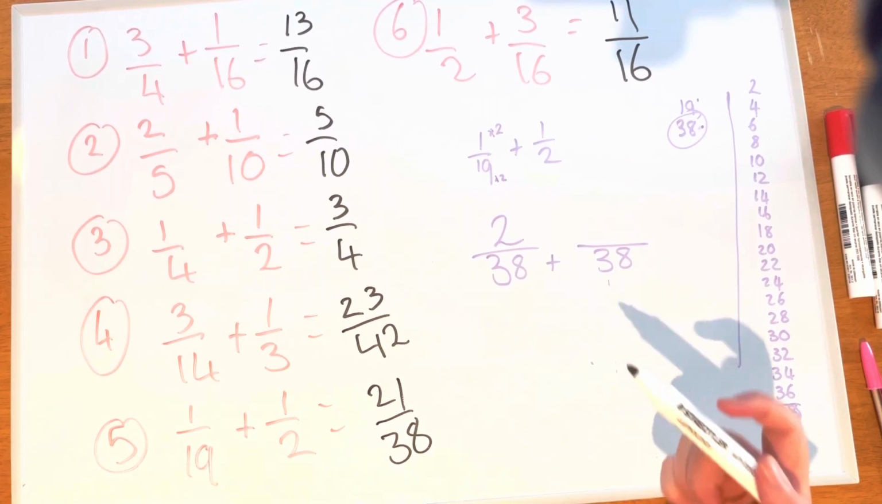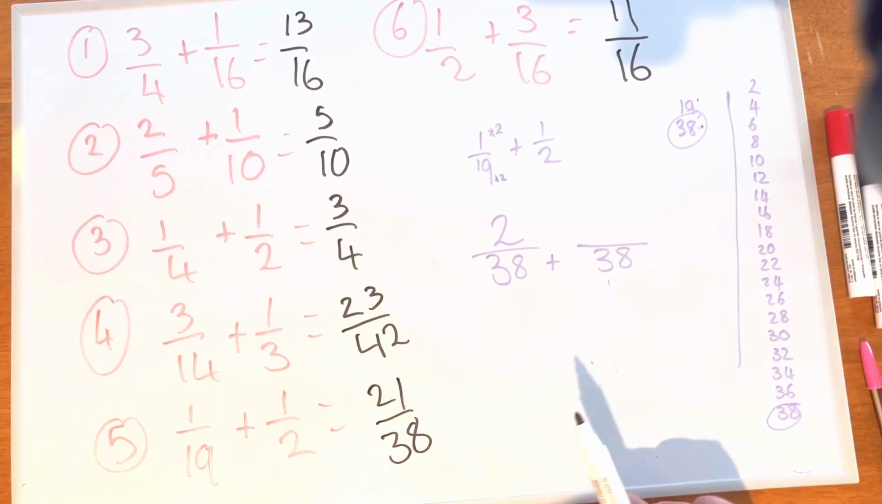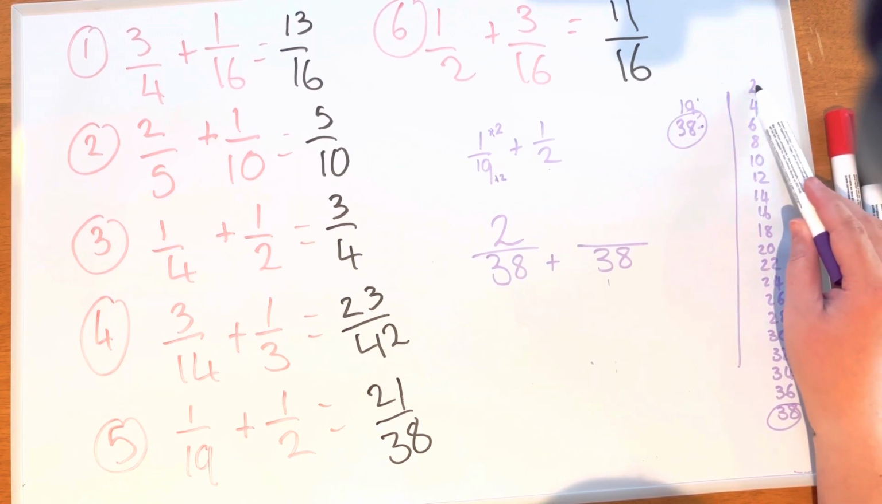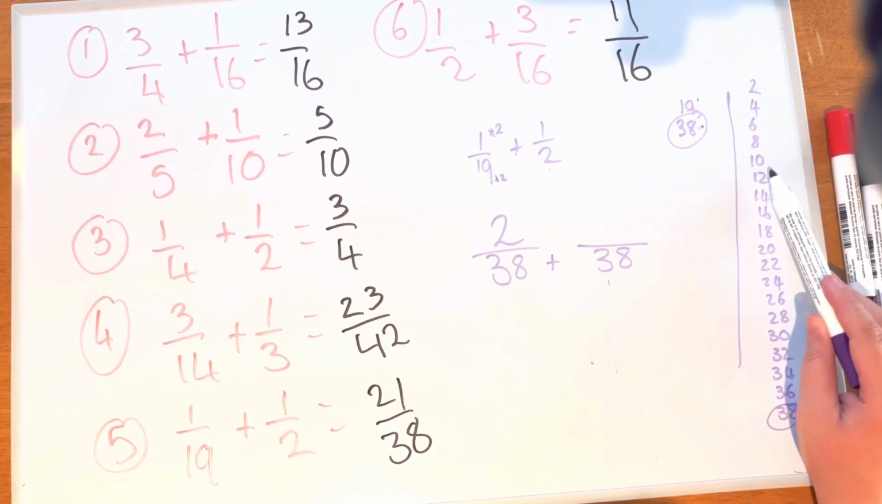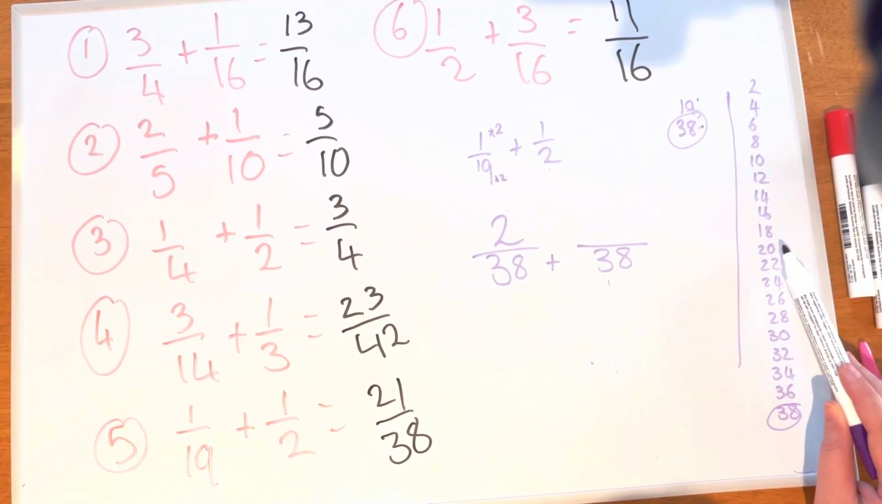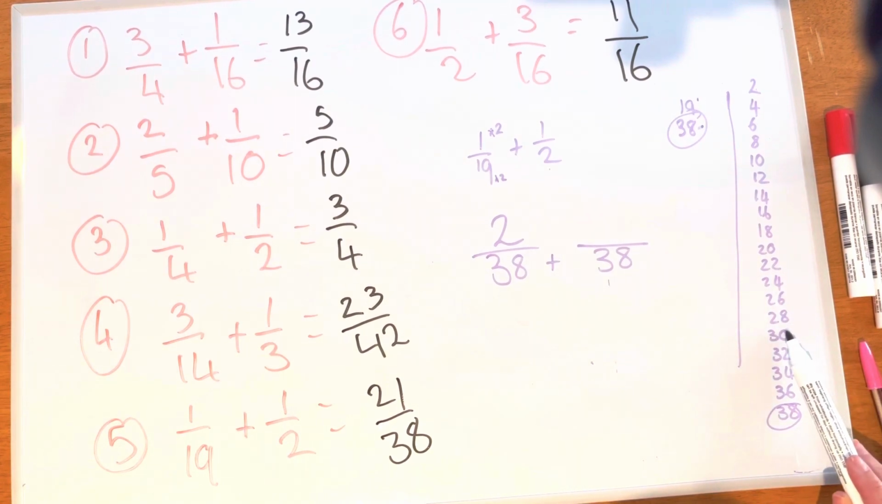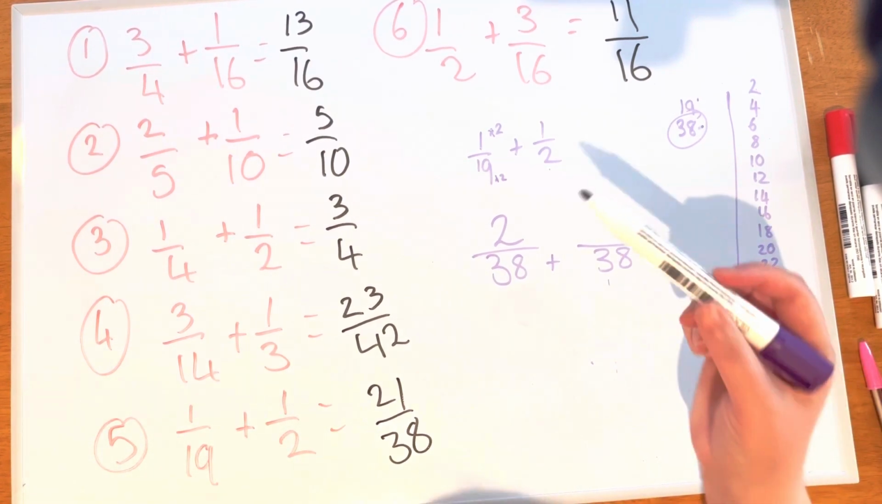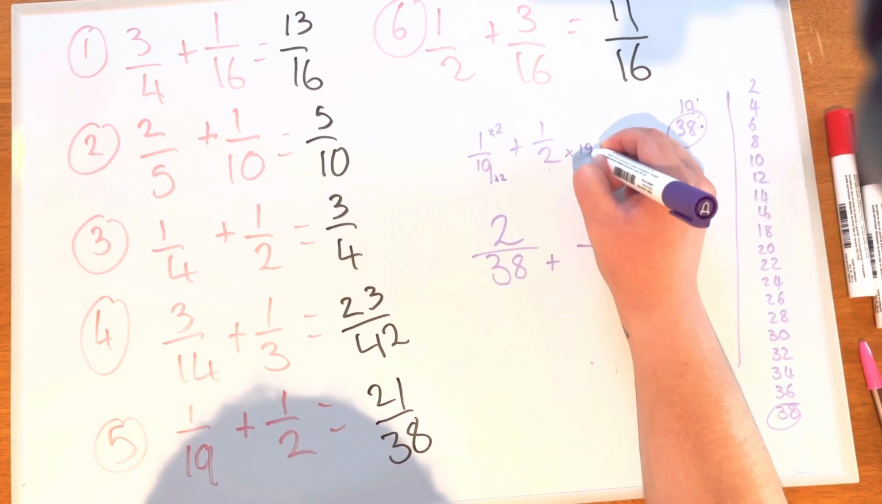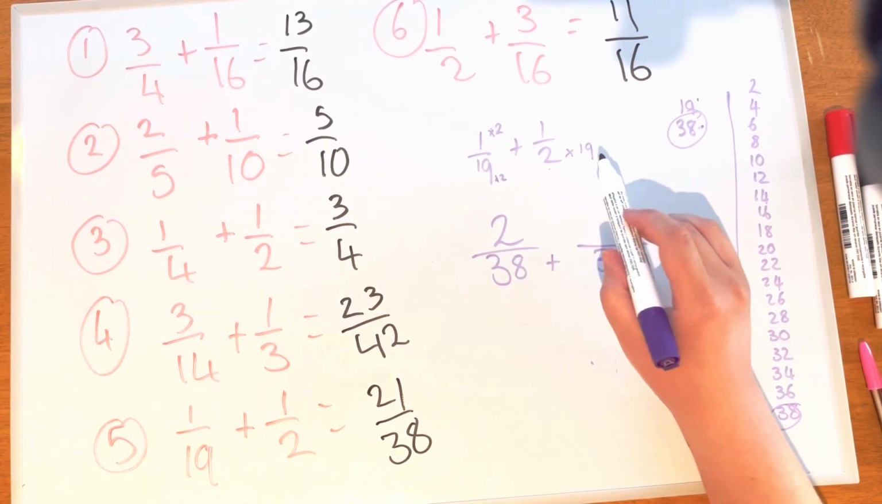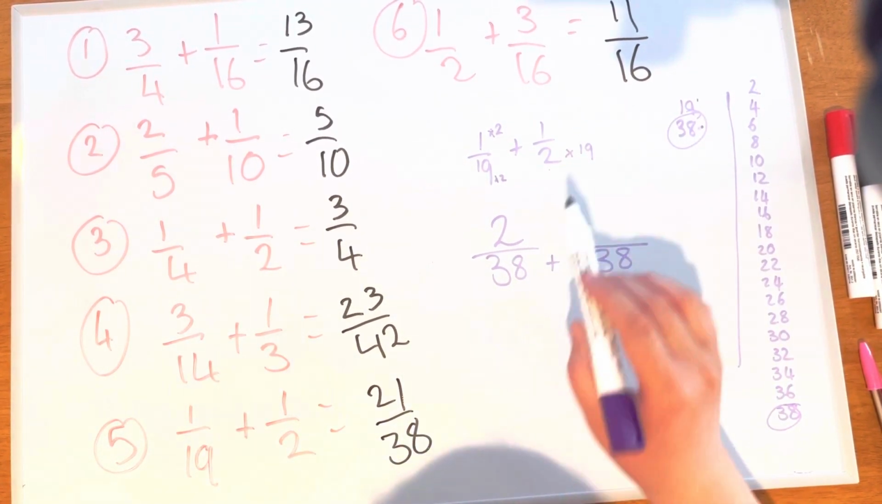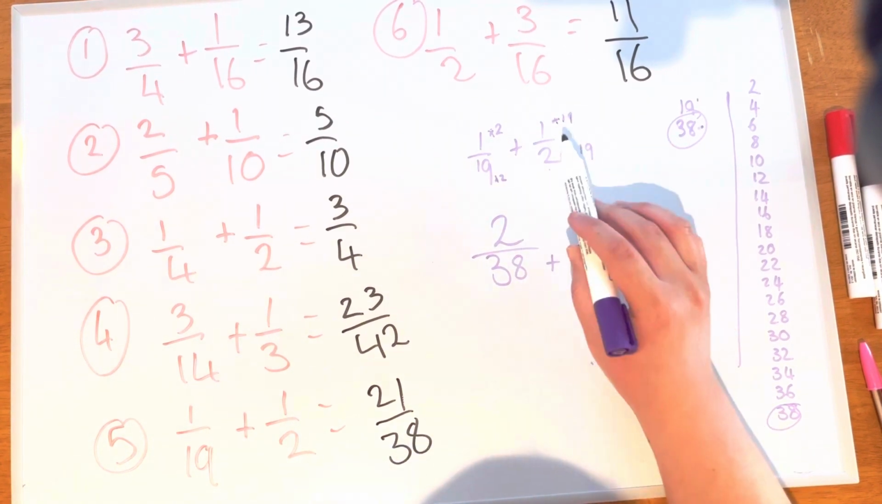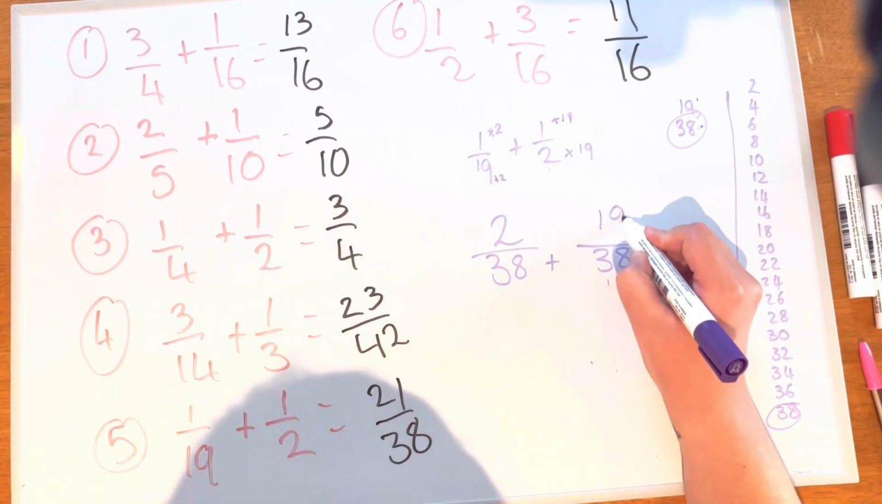Brilliant. Now, what did I times 2 by to get to 38? I timesed it by 1, 2, 3, 4, and so on up to 19. So now I need to do 19 times 1, because I've done it to the bottom, so I need to do it to the top. 19 times 1 is 19.